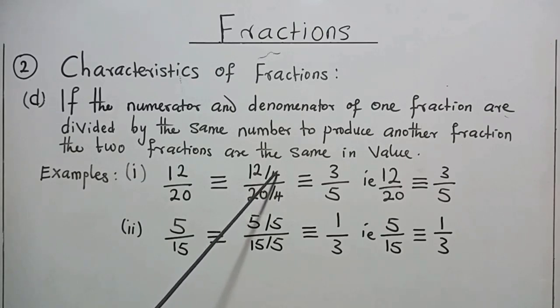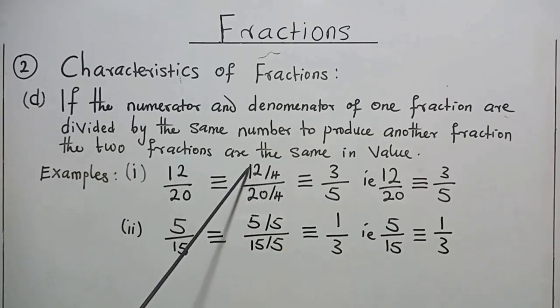It could be 2, it could be 3, it could be anything else, not even a whole number. We can even choose 1.5 to divide 12 and 20 with, depending on our objective. At this point, there is no objective being pursued except to show that when the numerator and the denominator are divided by the same number, a new fraction is produced, and that new fraction has the same value as the first that gave birth to it.